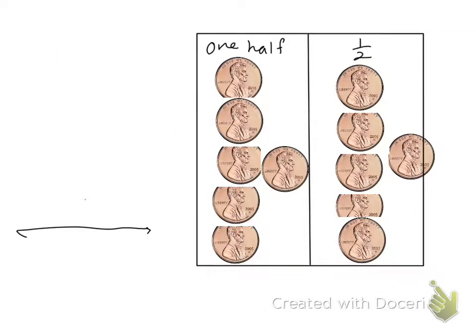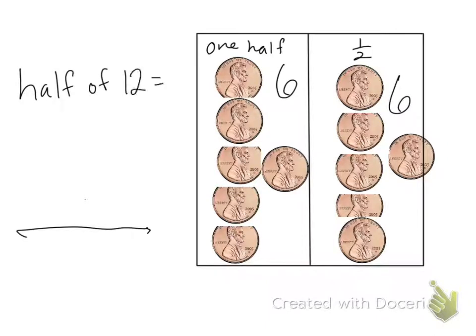So you can see we both have the same amount. How many pennies did I get? Well, I got 6 pennies. How many pennies did my brother get? He got 6. So half of 12 equals 6. And I know that because 6 plus 6 equals 12.